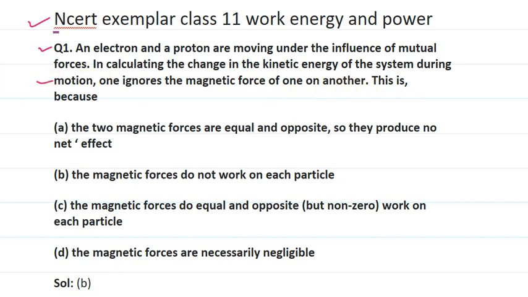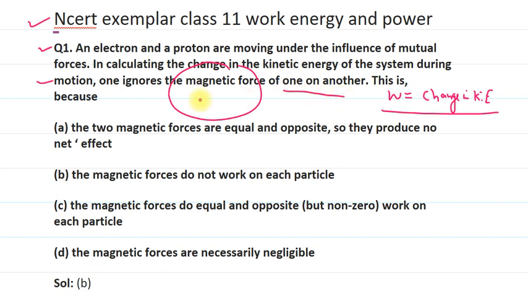This is because as we are talking about calculating the change in kinetic energy, we know that work is equal to change in kinetic energy according to the work energy theorem. So work is equal to change in kinetic energy. But here they are saying that we are ignoring the magnetic force effect on the system. We are ignoring the magnetic force of one particle on another. Both are charged particles.